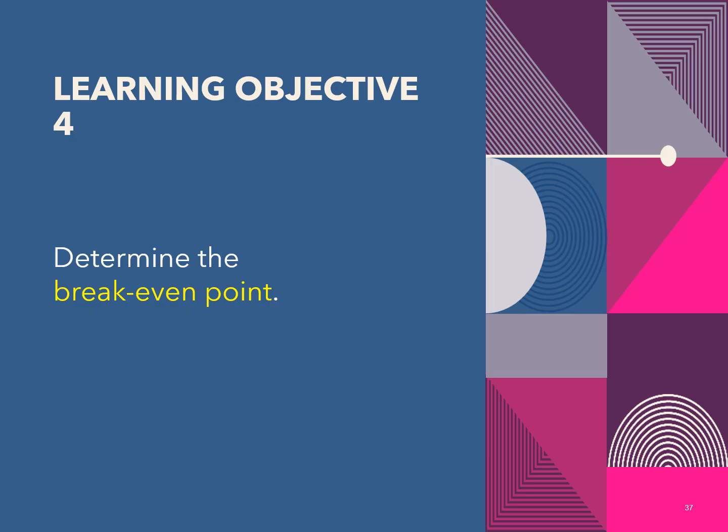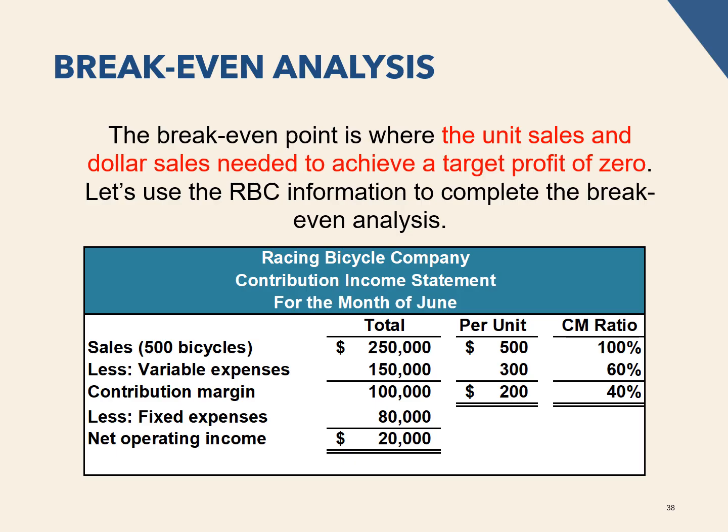Let's move to learning objective number 4, to determine the break-even point. The break-even point is where the unit sales and dollar sales are needed to achieve a target profit of 0. Let's use the Racing Bicycle Company information to complete the break-even analysis. Here is the contribution format income statement for Racing Bicycle Company.